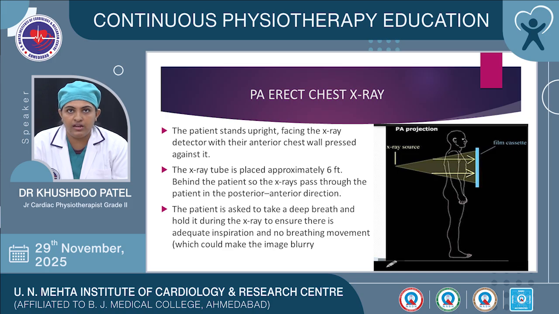How is the PA erect view performed? The patient stands upright facing the X-ray detector with their anterior chest wall pressed against it. The X-ray tube is placed approximately 6 feet behind the patient, so the X-ray passes through the patient in the posterior to anterior direction. The patient is asked to take a deep breath and hold it during the X-ray to ensure there is adequate inspiration and no breathing movement, which could make the image blurry.